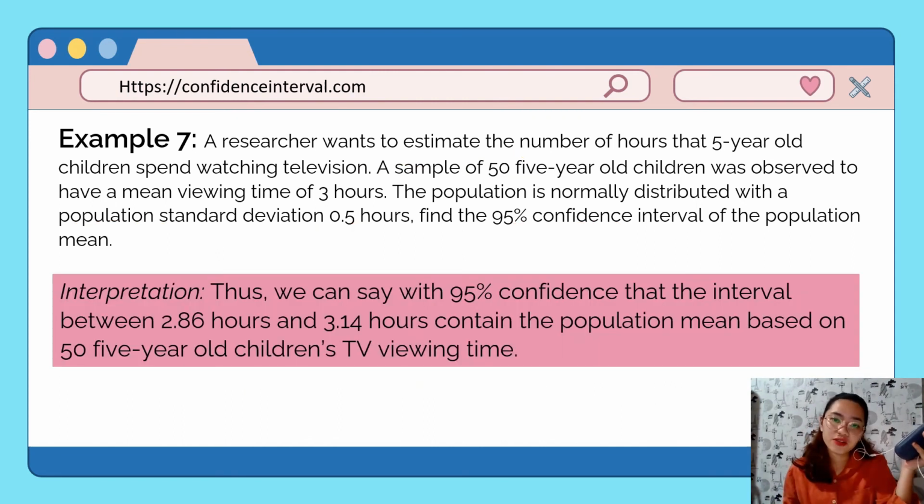We can say now with 95% confidence that the interval between 2.86 hours and 3.14 hours contains the population mean based on 5-year-old children's daily viewing time.